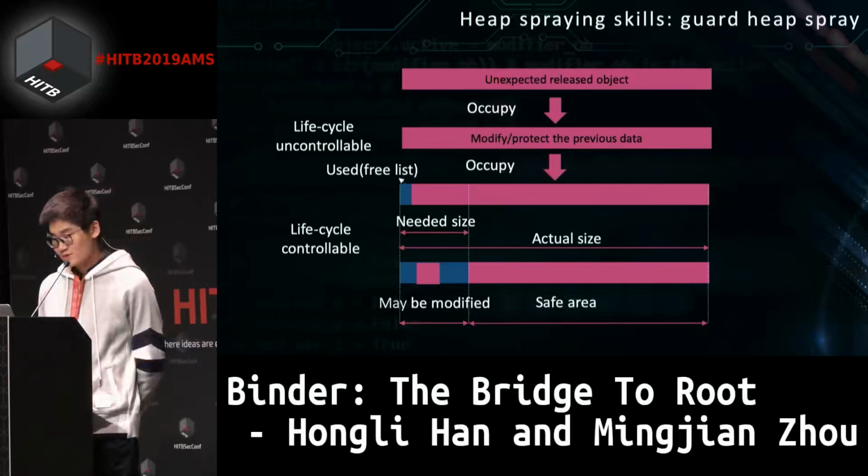Any questions? Yes, please. Thank you for your great talk and the technique here. So may I know that in your heap spray process, you are trying to find some controllable object that you can control the life cycle and the size. So you say that you try to find such objects via some fuzzing technique. Is that right?